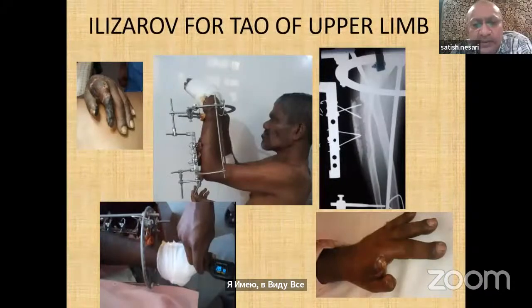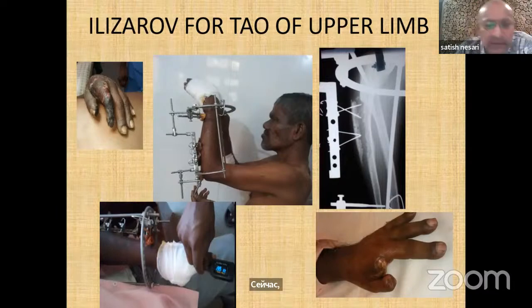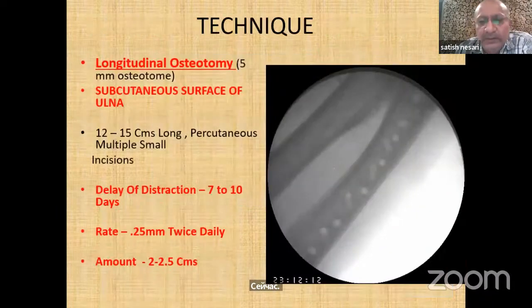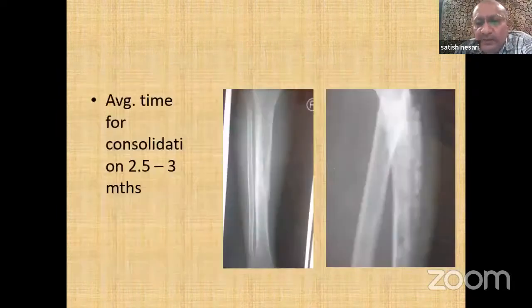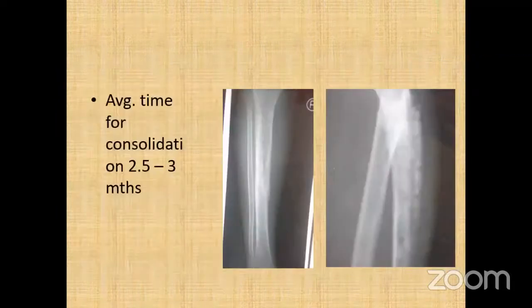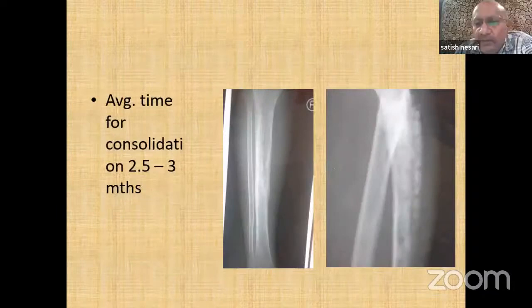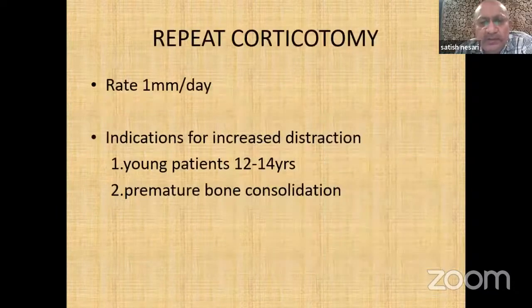This patient presented to me with gangrene of the thumb and the index finger with a block at the brachial artery level. So I did an osteotomy of the ulna and then gradually distracted. Here it's a simple method. We make multiple drill holes in the ulna and then connect with an osteotome and then fix with multiple wires. At the end of 3 months, a good consolidation has occurred.